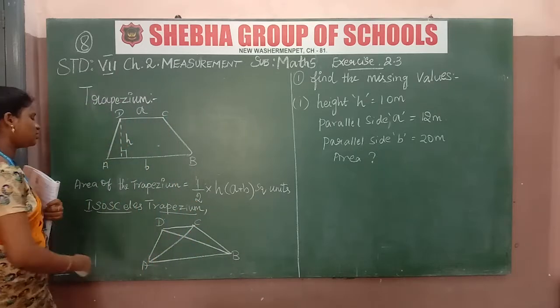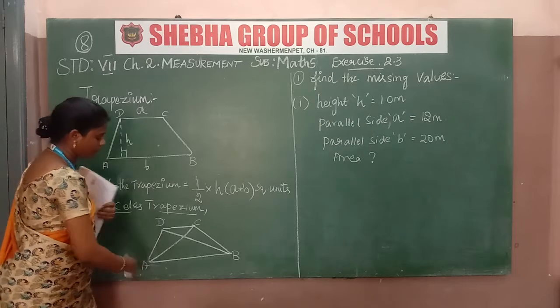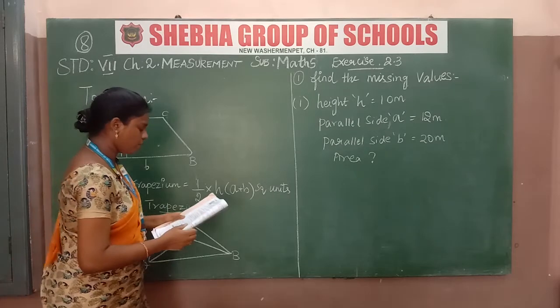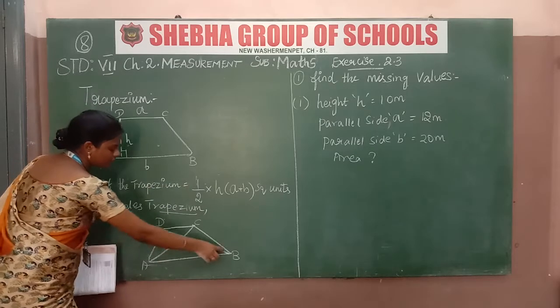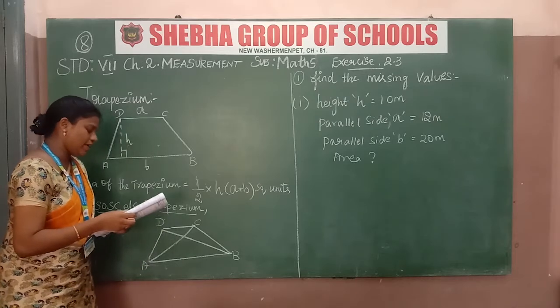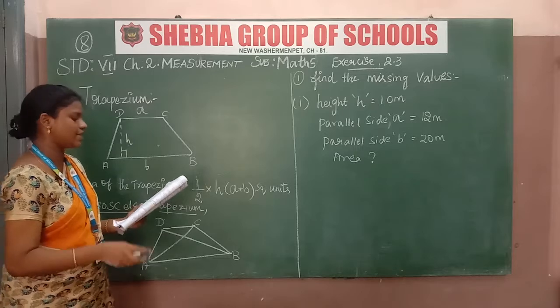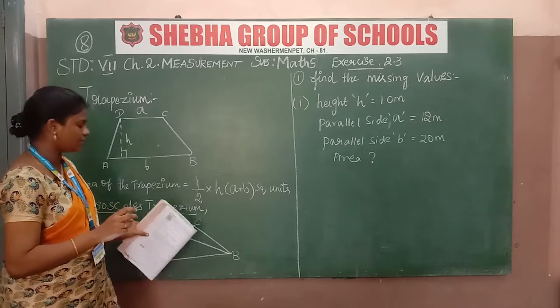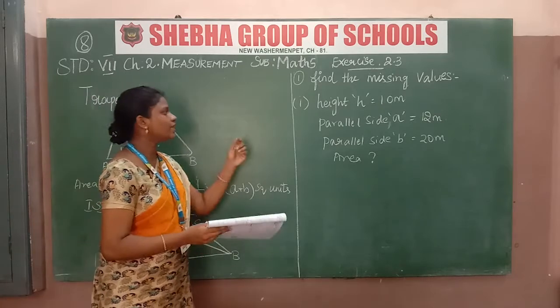Next is the isosceles trapezium. This is an isosceles trapezium shape. If the non-parallel sides of a trapezium are equal, here AB and CD are the non-parallel sides, then it is an isosceles trapezium. Next, let's move to exercise 2.3.